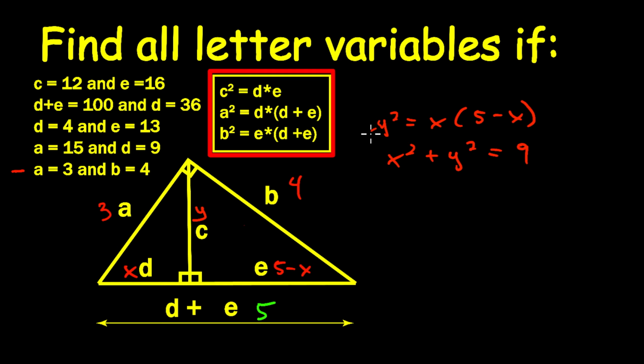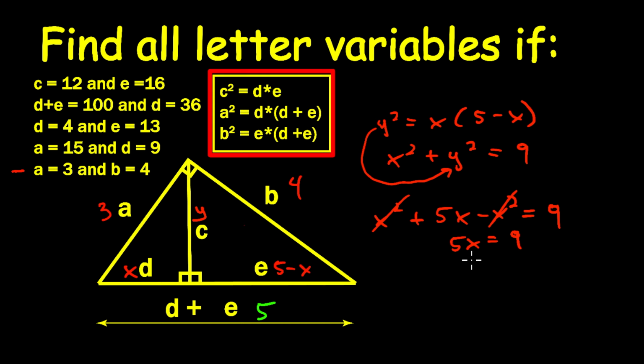So now we're going to take Y squared here and plug it into there. And then we get X squared plus 5X minus X squared equals 9. X squared and X squared cancel. 5X equals 9. And then X equals 9 over 5. From there, we will plug back into the second equation. So we have X squared, or 81 over 25, plus Y squared equals 9. And then solving for Y, we get Y equals 12 over 5.